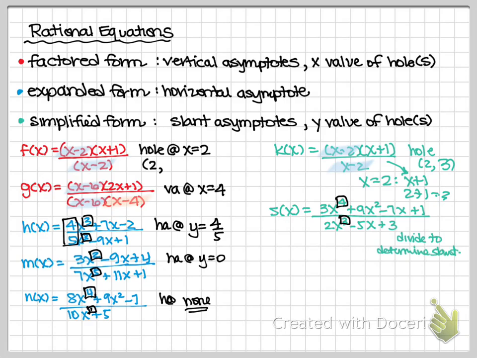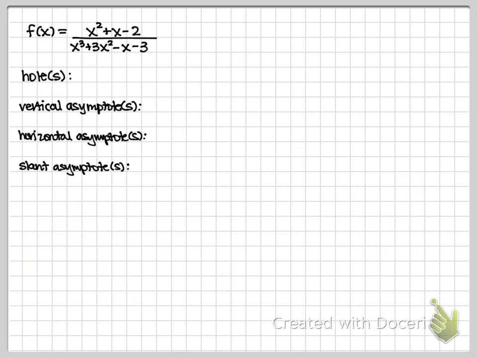Now, a slant only has a chance of occurring if the top of the rational expression is one degree higher than the bottom, and after you take the whole number out and you perform division, you have to get a remainder. Okay, let's take a look at an example.